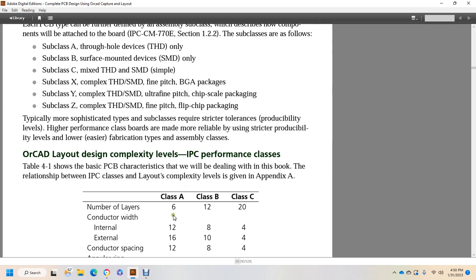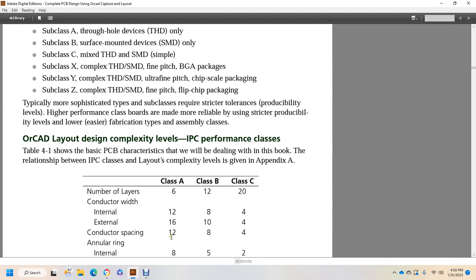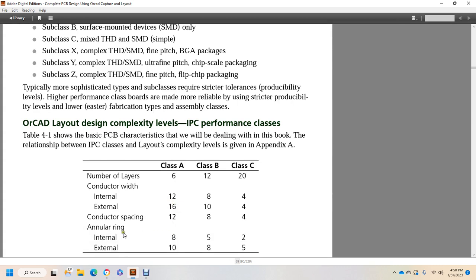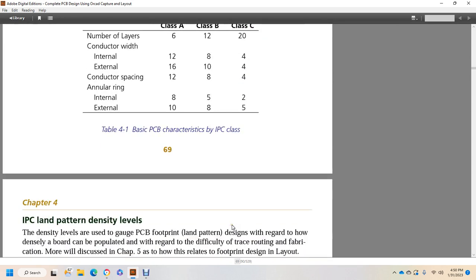Class A has a number of layers of A, with a conductor width of 12 internal, 12 external, conductor spacing at 12, and annular rings of 8 internal and 10 external. Class B has a number of 12 layers, a conductor width of 8 internal, 10 external, and conductor spacing internal, with annular rings of 5 internal and 8 external. Class C has a number of 20 layers, with internal and external conductor widths at 4, conductor spacing at 4, and annular rings of 4 internal and 5 external.